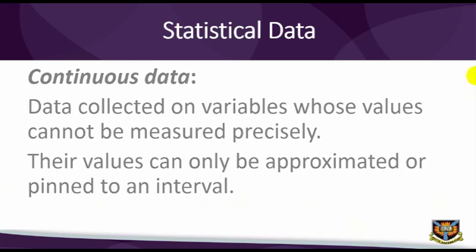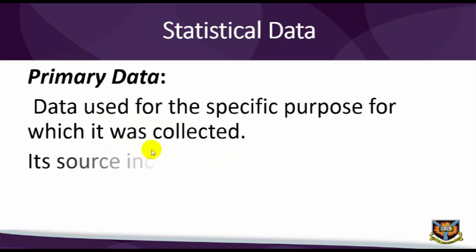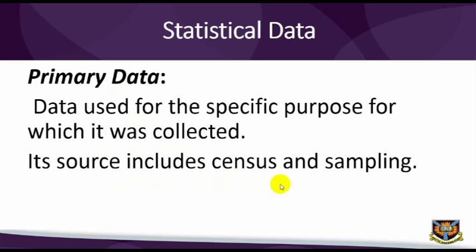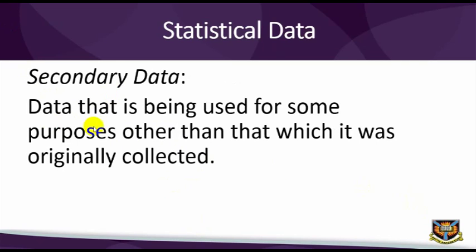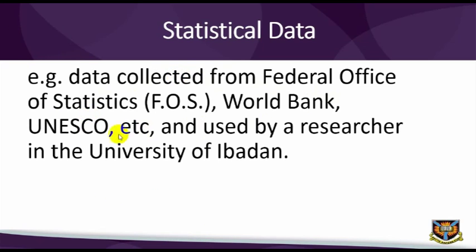Primary data. This is the data used for the specific purpose for which it was collected. Its source includes sensors and sampling. Secondary data. This is the name given to data that is being used for some purpose other than that for which it was originally collected, e.g., data collected from Federal Office of Statistics (FOS), World Bank, UNESCO, etc., and used by a researcher in the University of Ibadan.